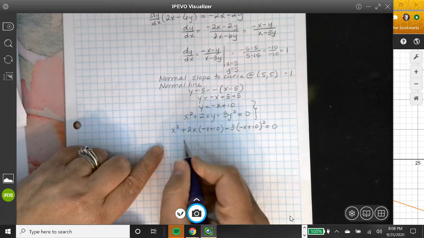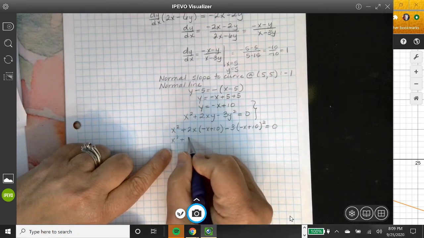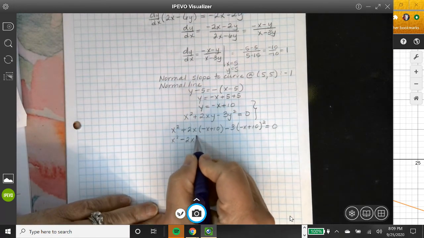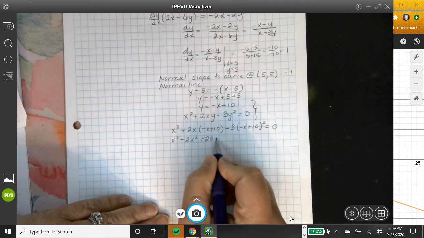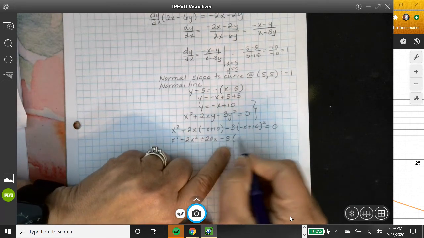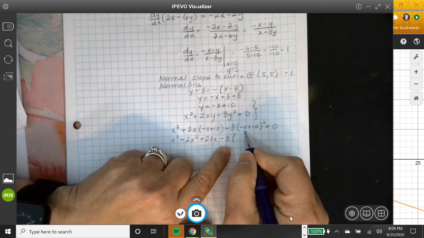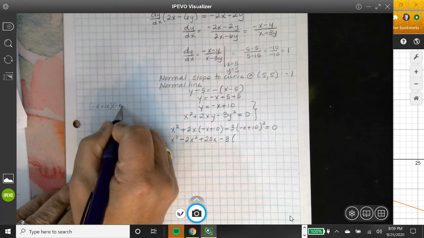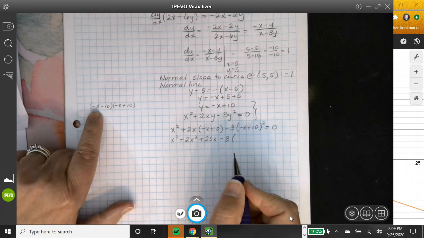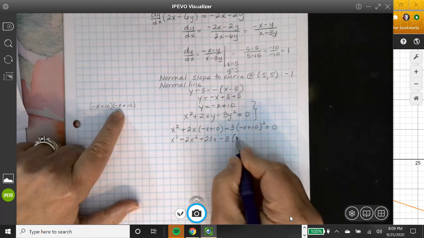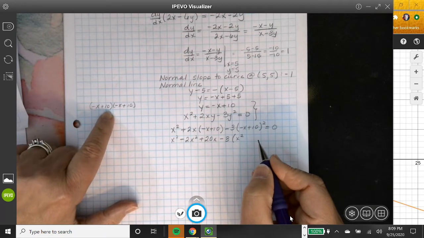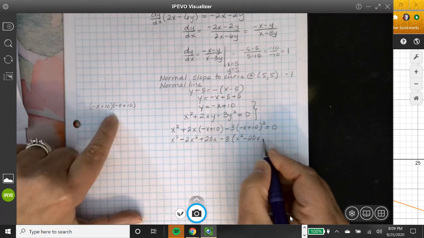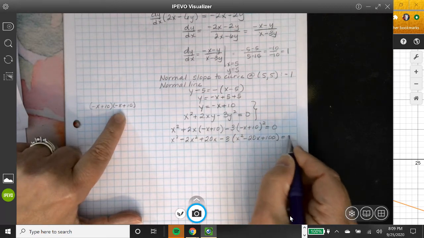And I'm going to do this algebra here and get x squared plus, or minus, I'm sorry, it'll be minus 2x squared plus 20x, because I have a negative x here, minus 3 times, and I have to expand this. So when I expand this, I'm going to get negative x plus 10 times negative x plus 10. I'll use this as my little area here. So negative x times negative x is a positive x squared. And then my inner product is negative 10. My outer product is negative 10. So that's negative 20x. And then I multiply the outer two and I get 100 equals 0.